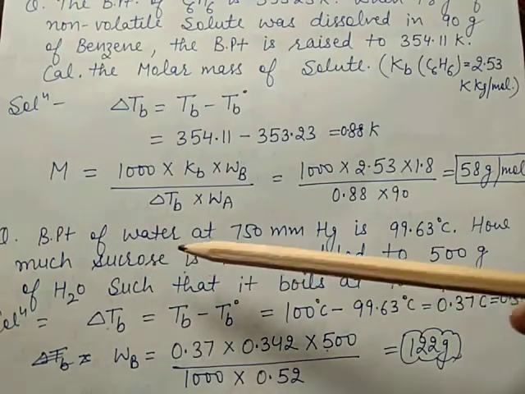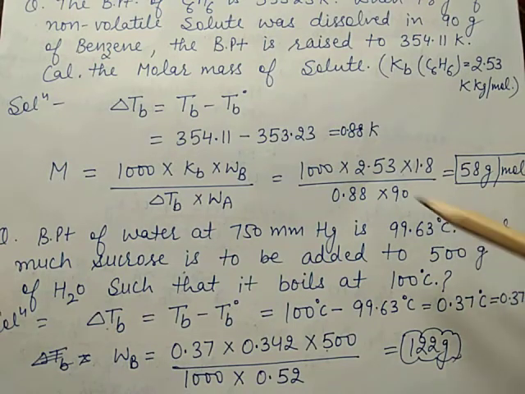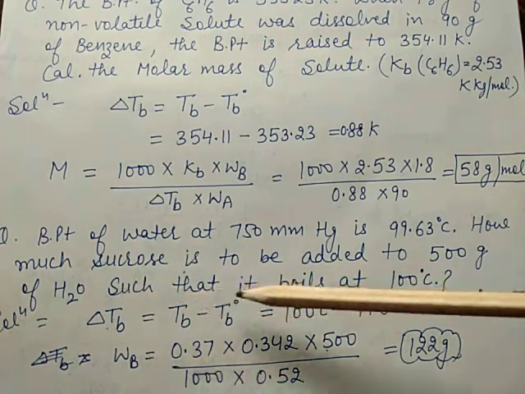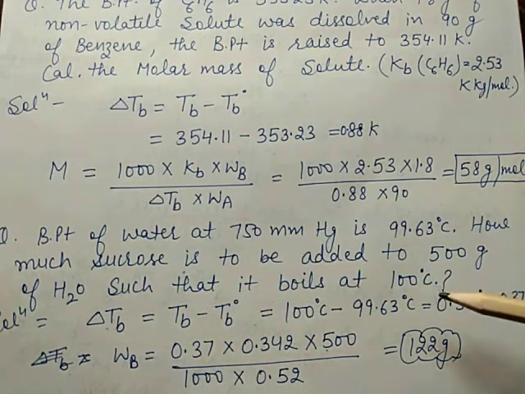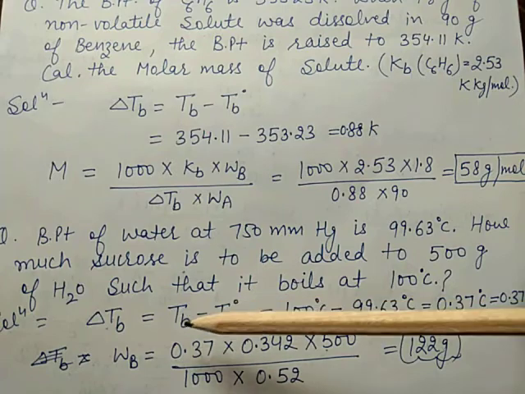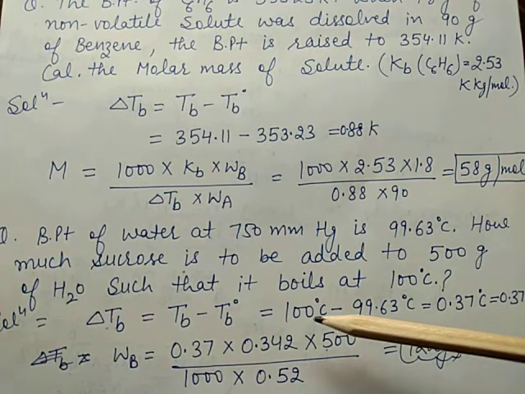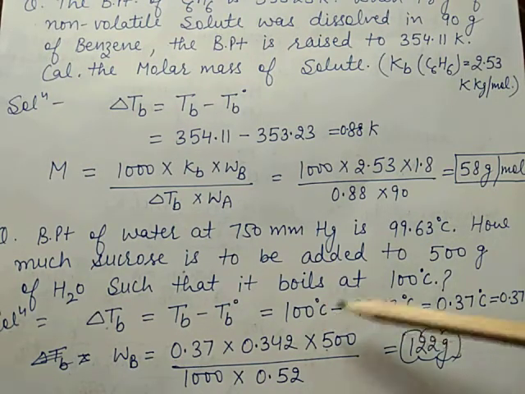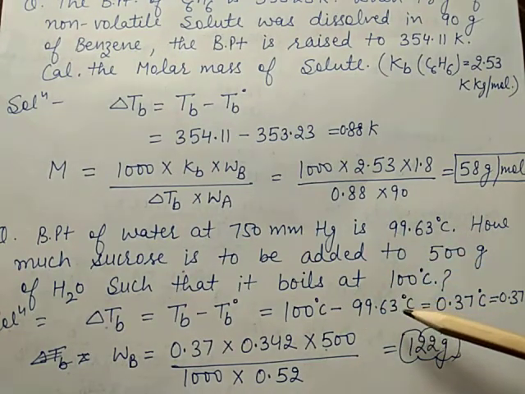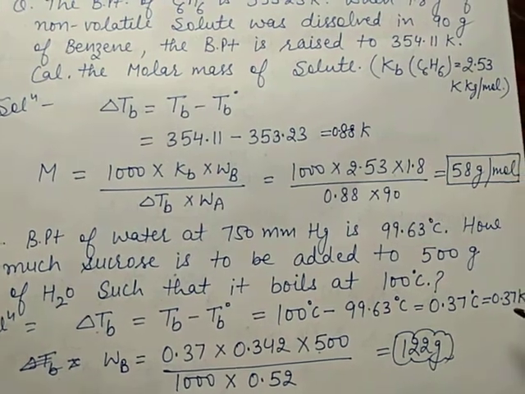Now next question. The boiling point of water at 750 mmHg is 99.63 degrees Celsius. How much sucrose is to be added to 500 gram of water such that it boils at 100 degrees Celsius? It means delta Tb is equal to the difference in the boiling point of solution minus pure solvent, that is 100 degrees Celsius minus 99.63 degrees Celsius, which is 0.37 degrees Celsius or 0.37 Kelvin.